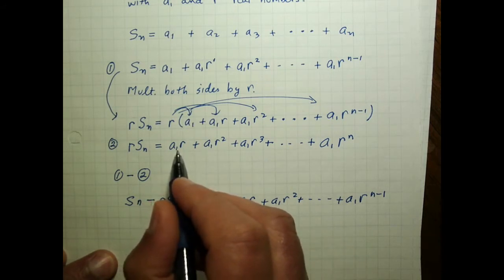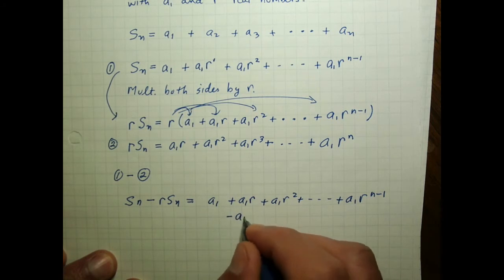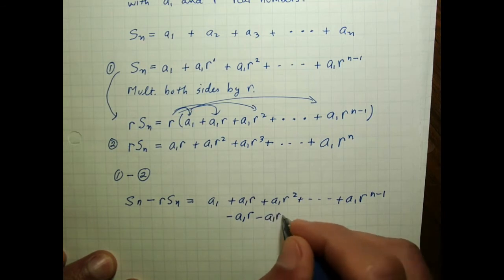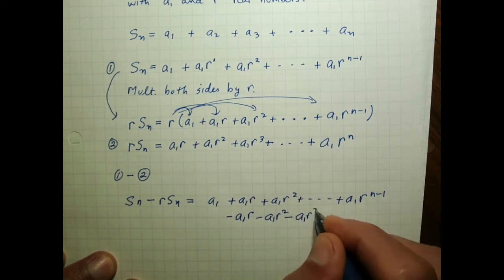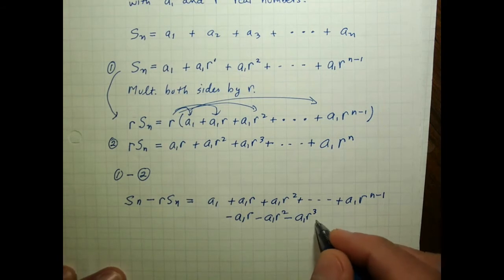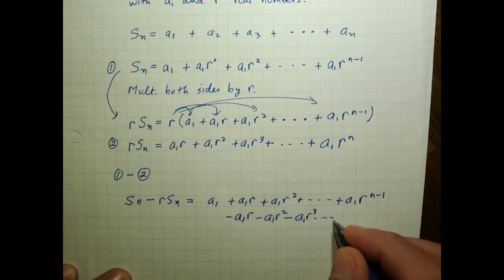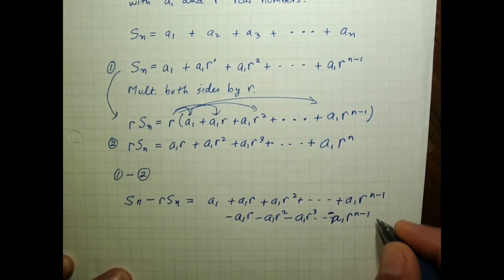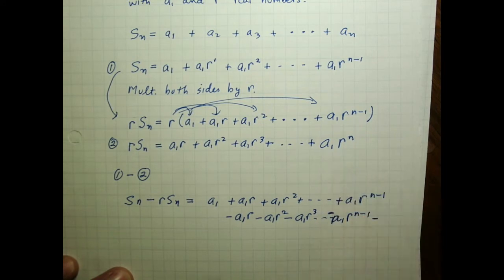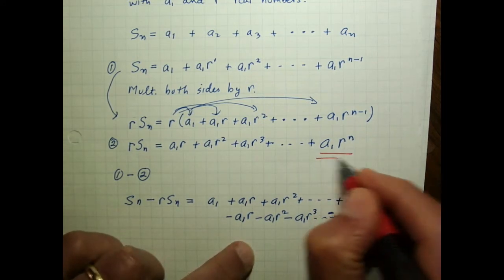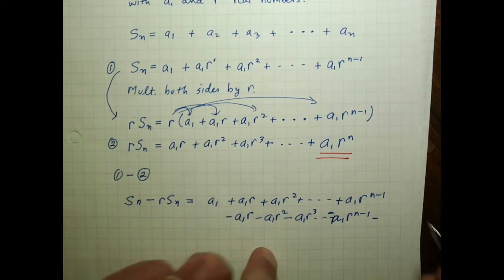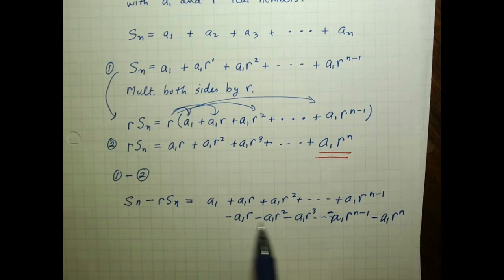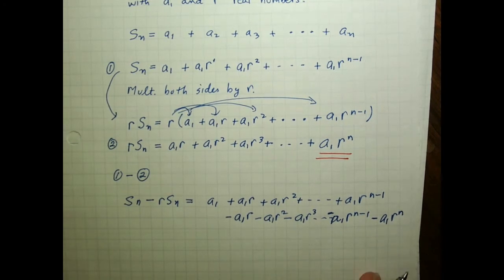The first subtraction is a1r. I'm actually going to write minus a1r under this term here. Then I get minus a1r squared, minus a1r cubed, all the way down the line. Eventually, I'll have a minus a1r to the n minus 1. And my very last term in line 2, right here, is going to give me a minus a1r to the n. Okay. So notice how all the terms have kind of shifted over by 1.